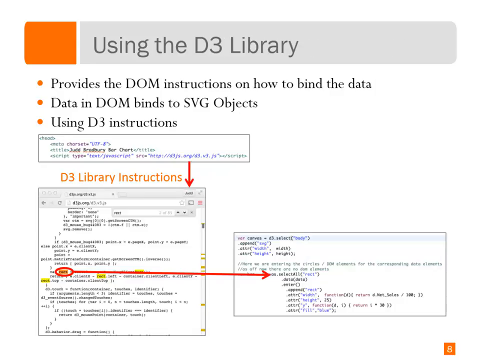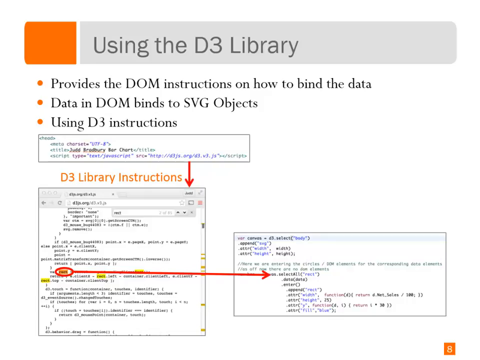Now, where does D3 come into this picture? How does that work, and what role is D3 playing? The D3 library provides the DOM, our little browser database, instructions on how to bind the data. In order to get from our DOM to our SVG object shapes, we need this D3 library to pick up data from the database and then tell the SVG shape what it's going to be. So data in the DOM is going to bind to SVG objects using the D3 instructions.